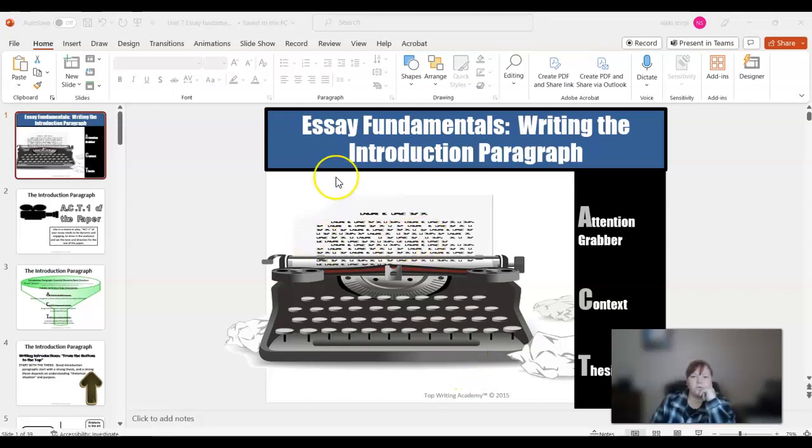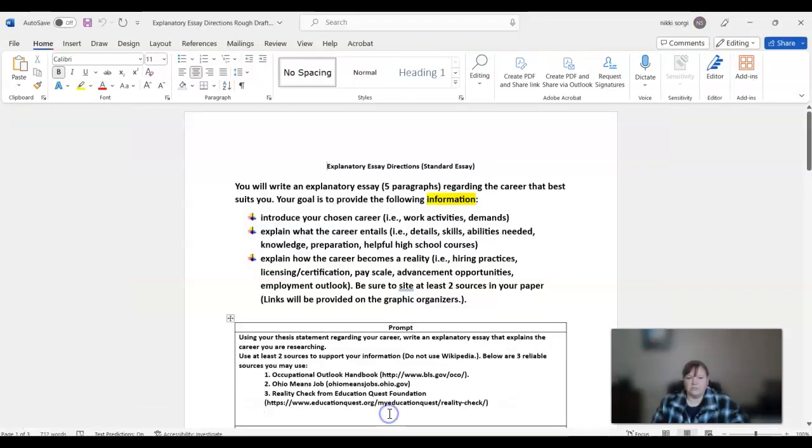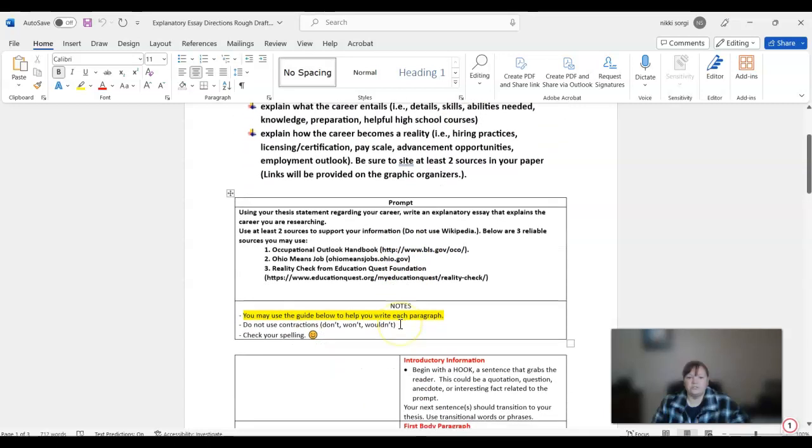All right, so now we are going to go into writing an introduction paragraph. But before we do, I want to show you both of these structures that you can choose. So you can either choose to write a standard essay, which this is the assignment, it's right here. This is the rough draft. Same things it tells you and everything else: introduce the career, explain the career, and explain how the career becomes reality. This also gives you the links for those wonderful sources that you can use.